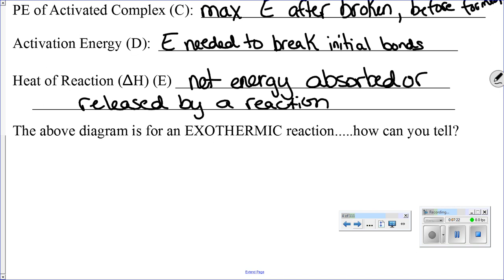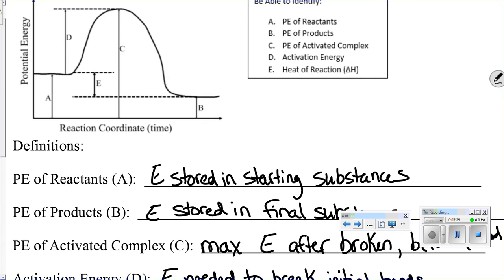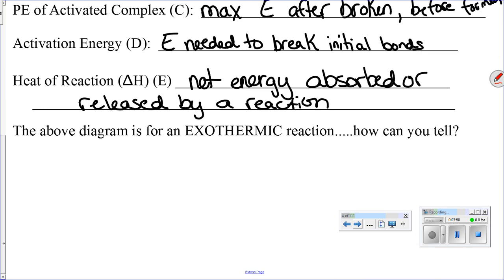The above diagram is representing an exothermic reaction, and we can actually tell this by looking at the fact that it ends lower. When we talk about how we're going to find what's called our delta H, I know this looks a little bit different in your note packet. The delta H is represented on here by E, and we actually find this by subtracting B minus A, and that's important. It is actually ending minus what you started with. So this exothermic reaction right here means energy was released.